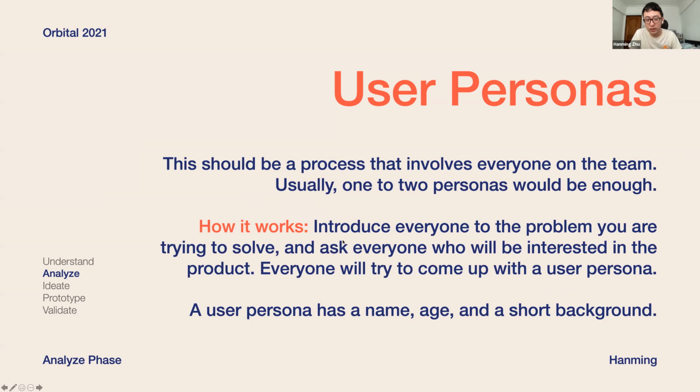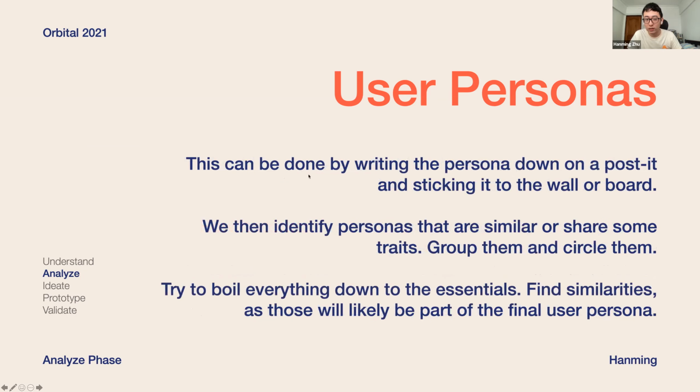Right. So how it works is that you get your whole team to sit down together. So in this case, just 2 of you guys. But let's say a startup, it may be everyone in the startup. You introduce everyone to the problem you want to try and solve. Ask them who will be interested in a product that can solve this problem. Then people try to come up with a user persona. So a user persona usually has a name, age, and a short background. This can be done, for example, by asking everyone to come up with a persona of their own.